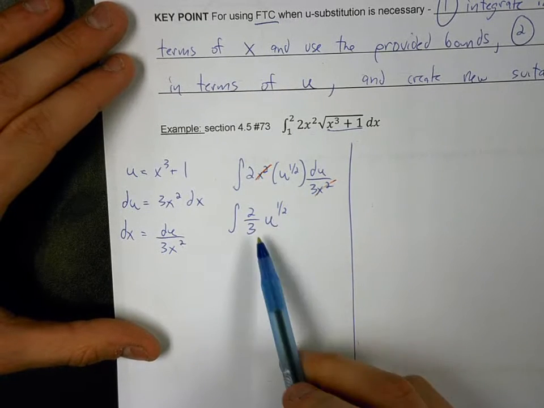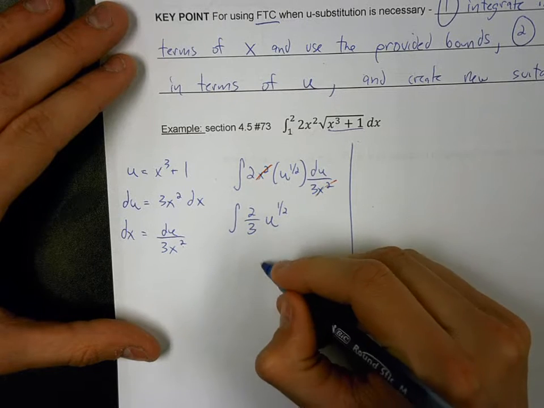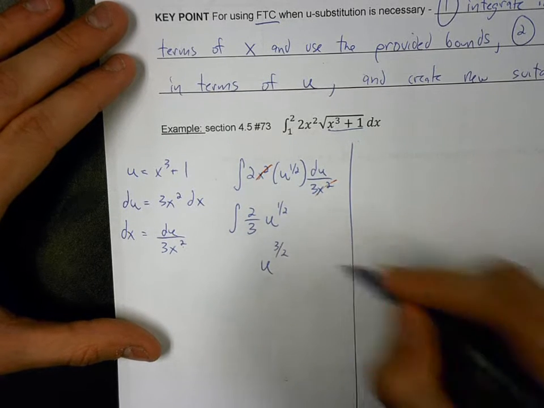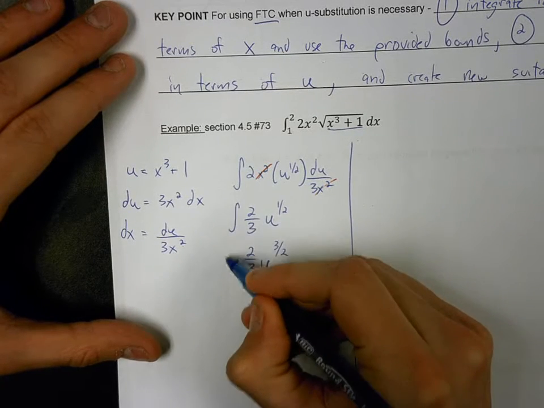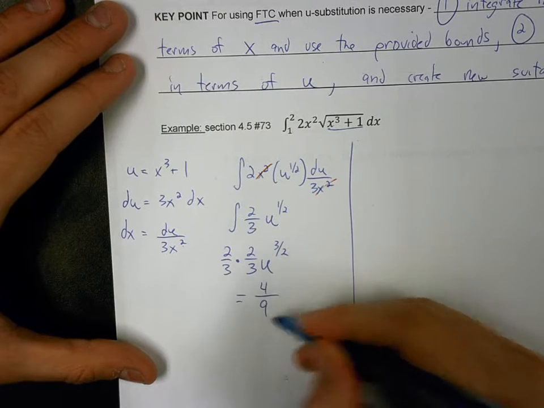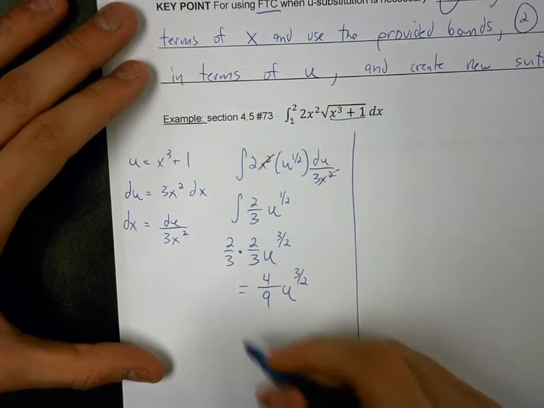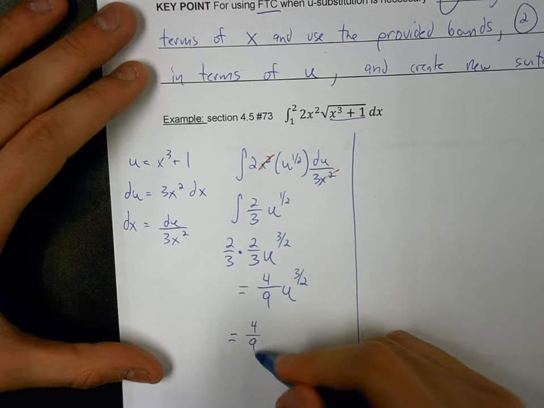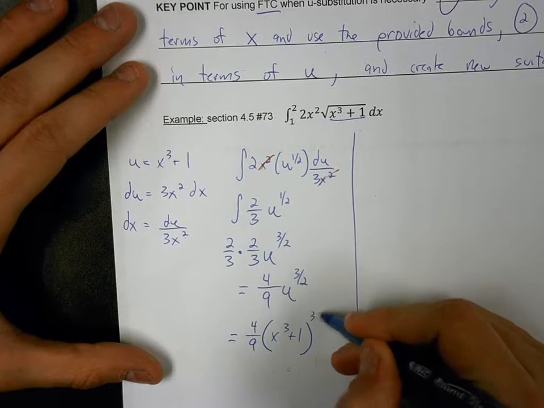Okay? But the reason we do this is because now let's integrate. Okay, u raised to the power will be 3/2 divided by 3/2, which is multiplied by a 2/3, and then there's already that other 2/3 there. So we're going to end up getting 4/9 u to the 3/2, and then I'm ready to say 4/9. I'm going to plug my u back in, x cubed plus 1 raised to the 3 halves.